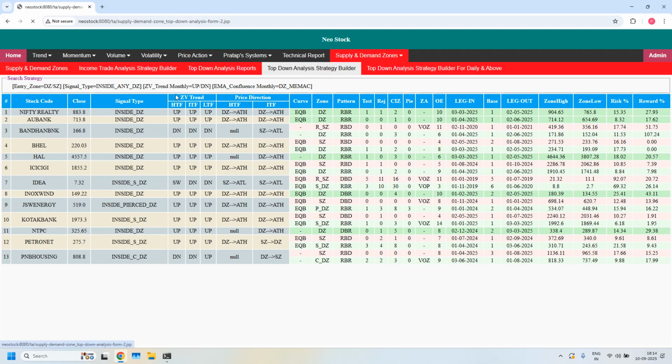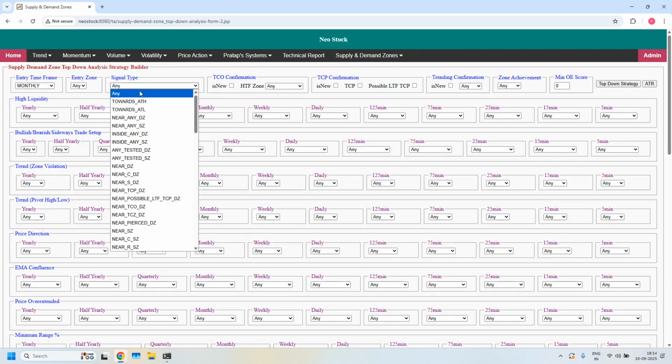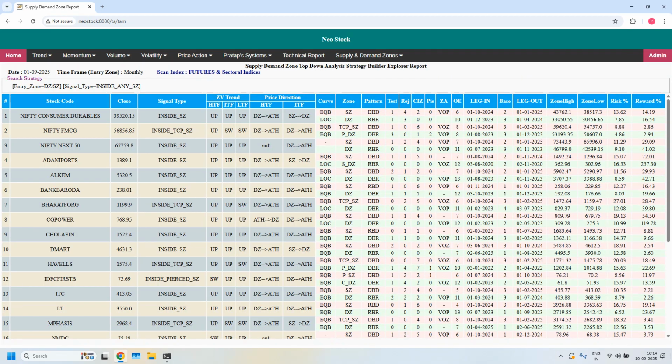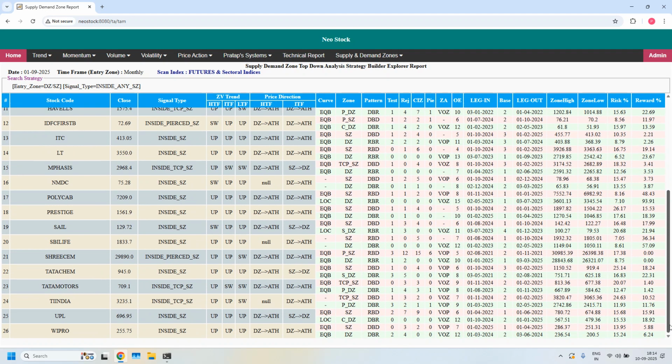Okay, next, price closed inside the monthly supply zone. First 15 stocks in the list. Scrolling the list down. Total 26 stocks are filtered.